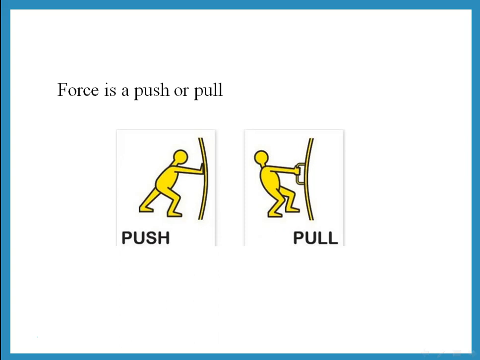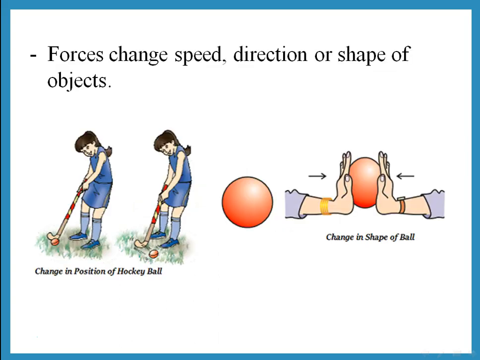So, first of all, we probably know that force is a push or a pull. So when we push on something or pull on something, we are exerting a force. This may result in a change in speed of the object, making it faster, or direction of the object, or shape of the object, whether we elongate it or we squash it.